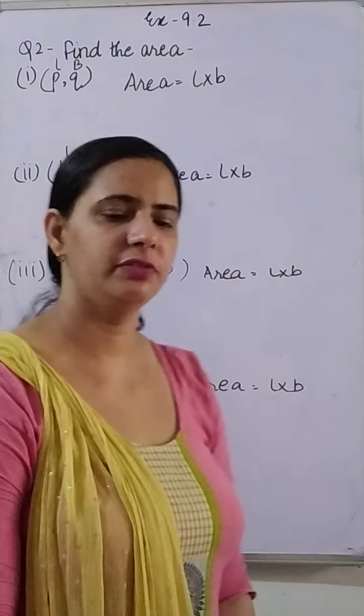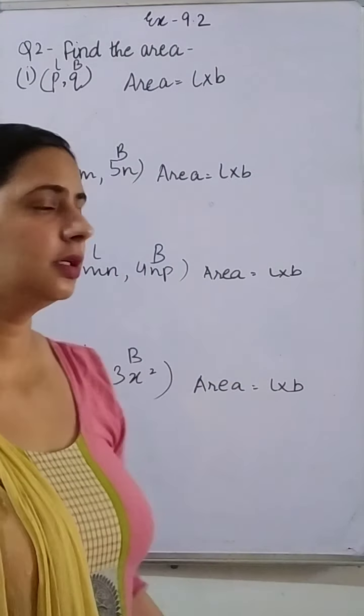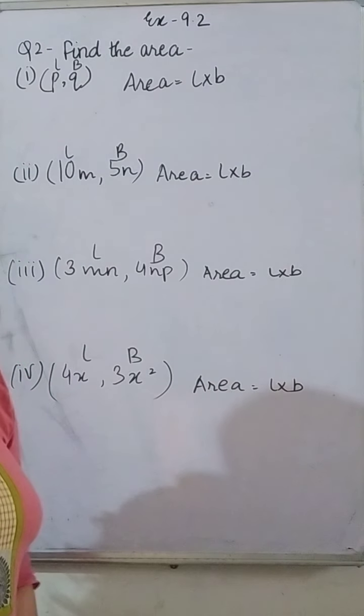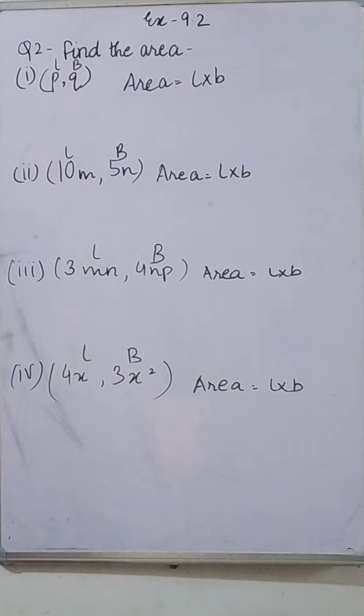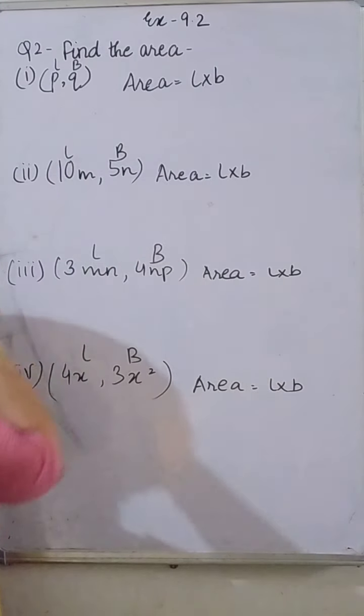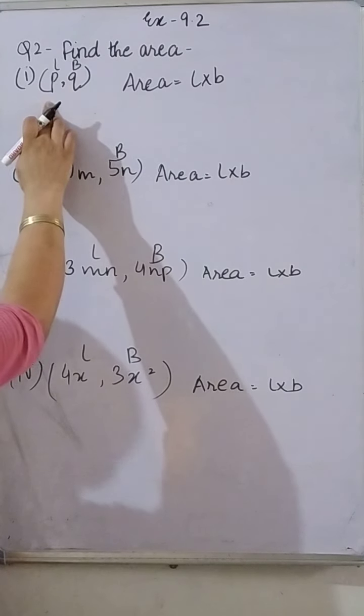Good morning children. Today we'll discuss chapter 9, product of monomials. Monomials are expressions with one term. Now see the second question, exercise 9.2. Find the area of rectangles if length and breadth are given in this pair.